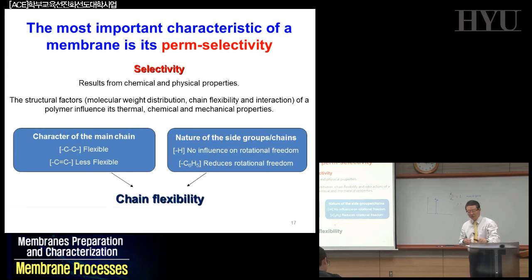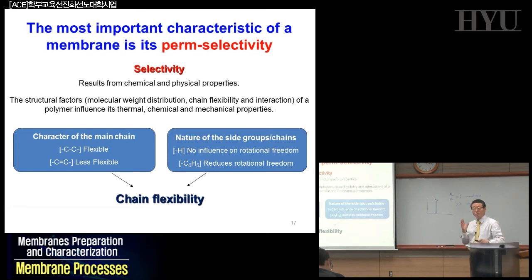The selectivity is determined by the physical and chemical properties of the materials. For example, if you have a flexible material with a low Tg, then usually the selectivity is quite low, because you have free volumes. Amorphous polymers have free volumes. You have larger pores, large cavities, so there is no separation property. There are no selective properties of the materials.